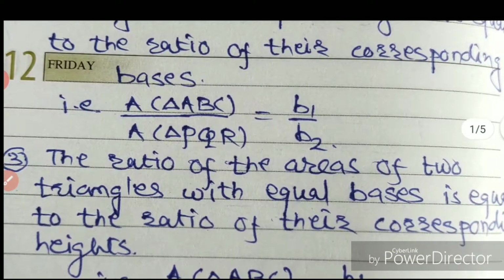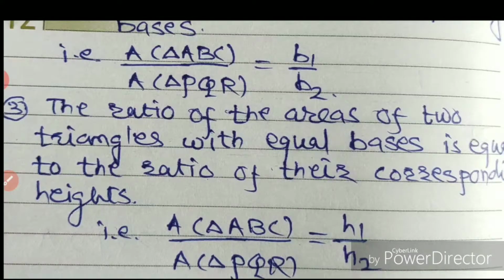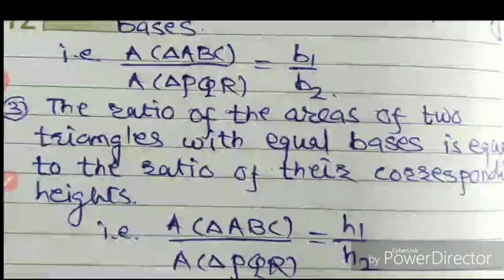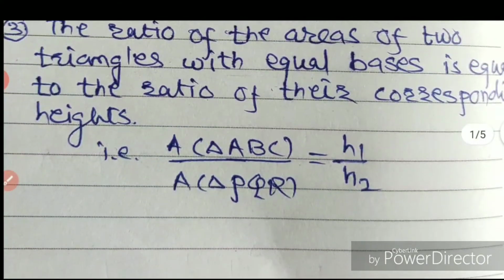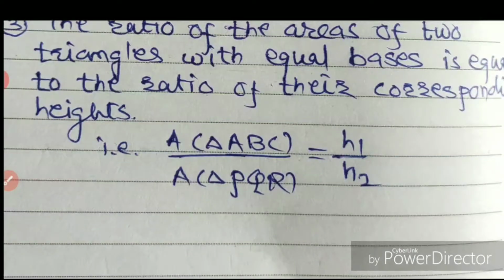Now the property number 3: the ratio of the areas of two triangles with equal bases is equal to the ratio of their corresponding heights. Here bases are equal, therefore the ratio of areas of these two triangles is the ratio of their corresponding heights. That means area of triangle ABC divided by area of triangle PQR is equal to H1 divided by H2.